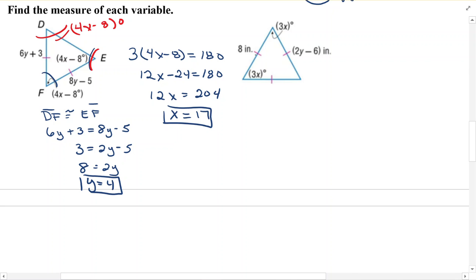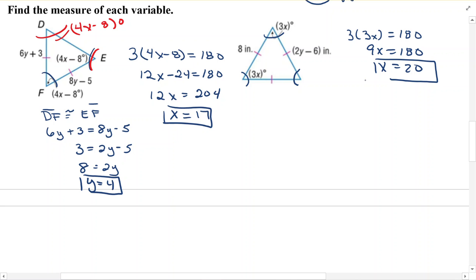In the next problem, we're told that it is equilateral. So we know that all 3 angles are congruent. So 3 times 3x equals 180. 9x equals 180. So x would equal 20. We also know that the sides are congruent, so 2y minus 6 equals 8. We don't have to consider all 3 sides, we just know that this side is equal to this side. So 2y equals 14, and y equals 7.